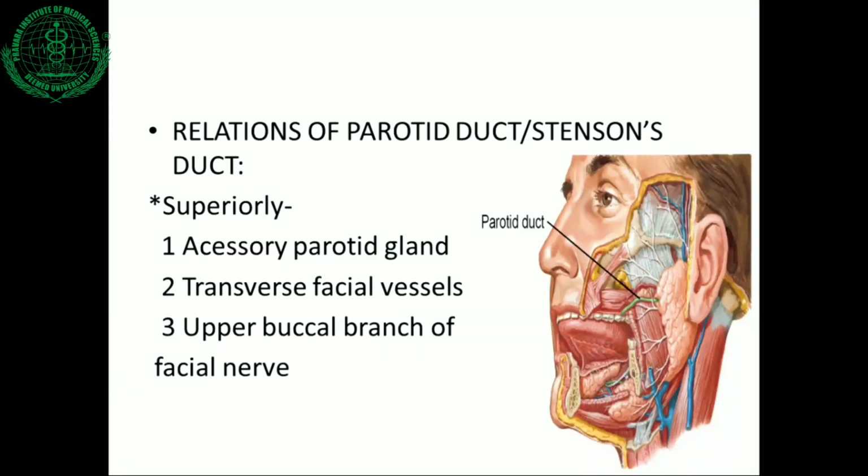The parotid duct or Stenson's duct is related superiorly with the accessory parotid gland, transverse facial vessels, and the upper buccal branch of the facial nerve. These are the superior relations of the parotid duct. All of you are able to see the superior relations here. This is the transverse facial artery. Then this is the upper buccal branch of the facial nerve.